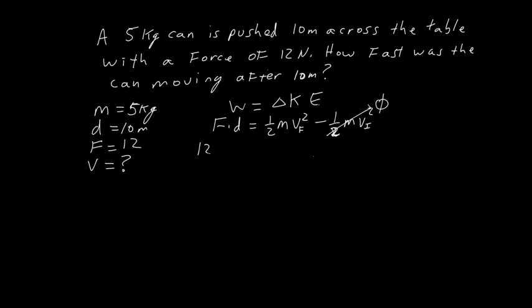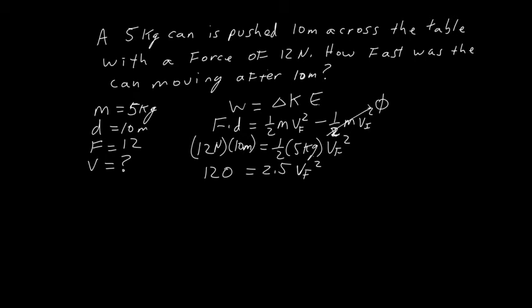So our force, 12 newtons, times a distance of 10 meters, equals 1/2 our mass of 5 kilograms, and we will solve for velocity. So we have 120 equals 2.5 velocity squared. Divide by 2.5 and we get 48 equals velocity squared. Take the square root of 48 and our velocity is 6.9 meters per second.